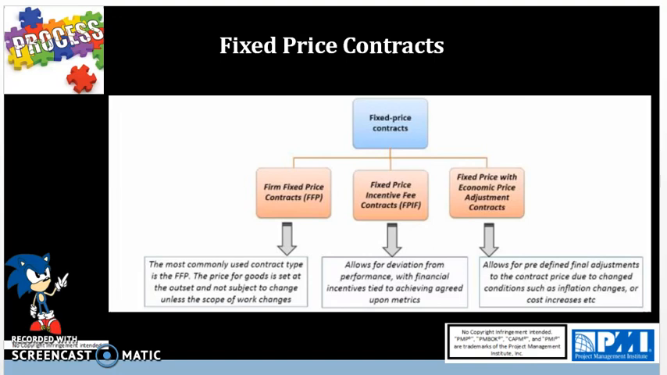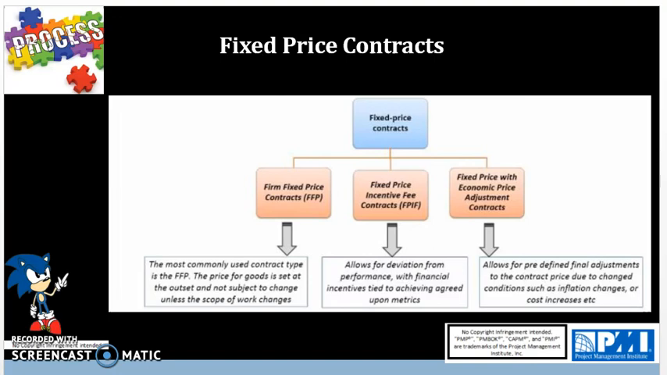In such a case, a buyer might choose a fixed price contract with economic price adjustment. Think economy whenever you see this on the exam, and you should remember this. A similar type of contract is called fixed price with prospective price redetermination.